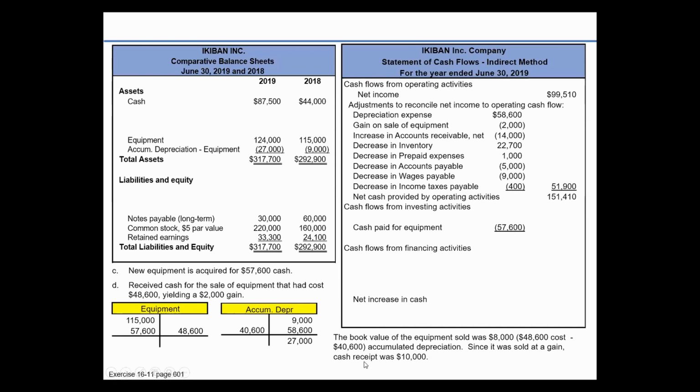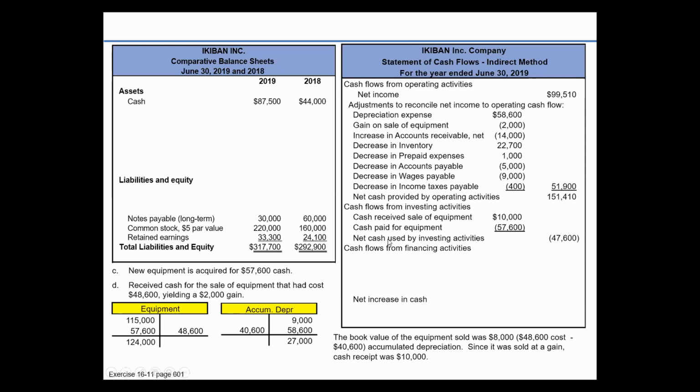Since we sold it for a gain, we know that we had a cash receipt of 10,000. So we have cash received from equipment 10,000. The book value on this machine was 8,000, and then they sold it for a $2,000 gain. So we know they got 10,000 for it.